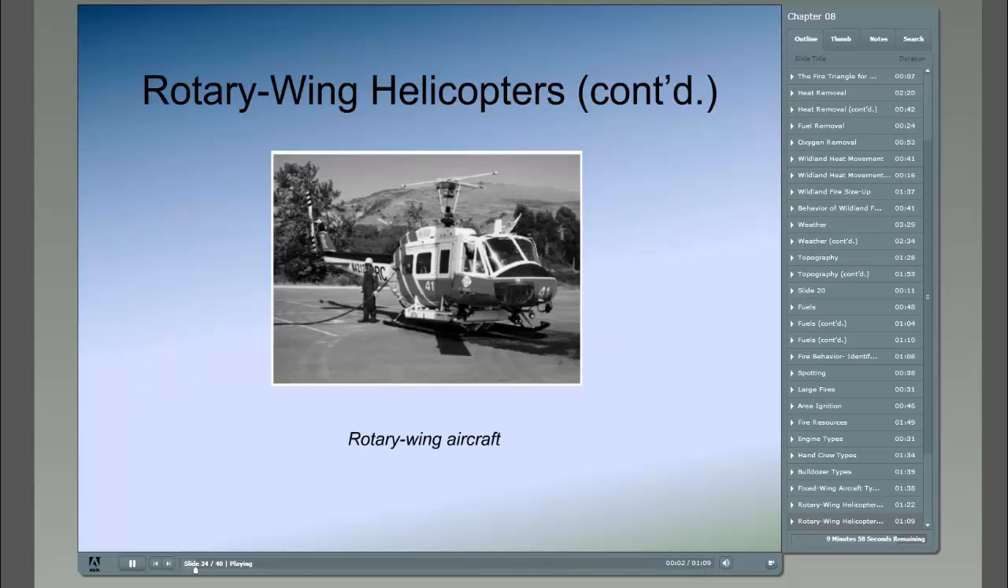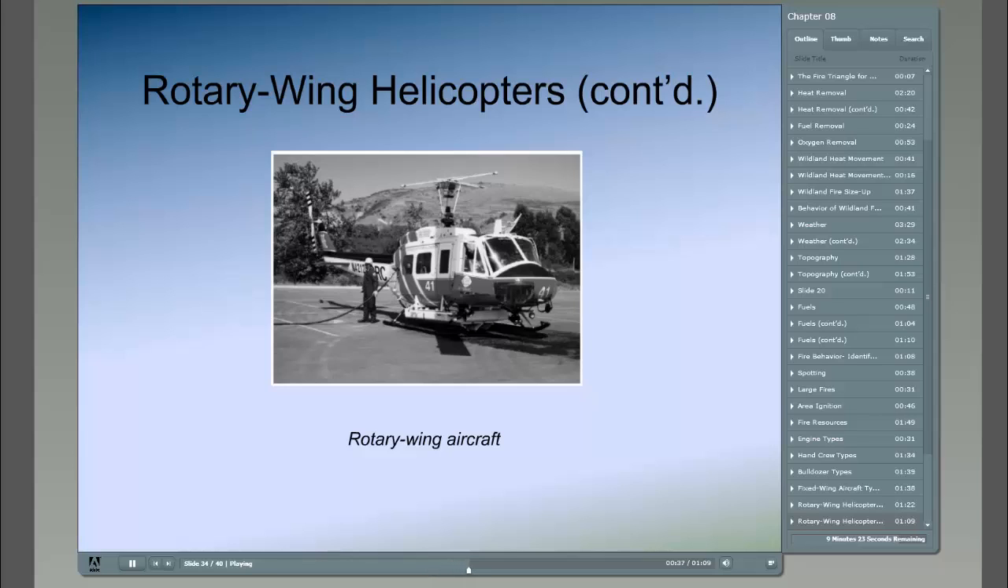Like fixed-wing aircraft, rotary-wing aircraft are broken down into 4 types. A Type 1 is capable of carrying 16 people and 5,000 pounds with 700 gallons of water or retardant. A Type 2 has 9 to 15 seats, capable of carrying 2,500 to 4,999 pounds, and capable of carrying 300 to 699 gallons of water or retardant.